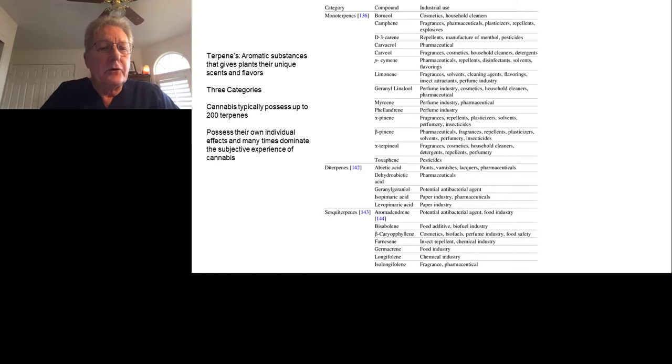Looking at terpenes, which are the aromatic substances that give plants their unique scent and flavor, there are three categories: mono-, di-, and sesquiterpenes. Most cannabis plants can possess up to 200 terpenes, but there are typically 5 to 8 dominant terpenes. Terpenes possess their own individual effects and many times dominate the subjective experience of a cannabis user.